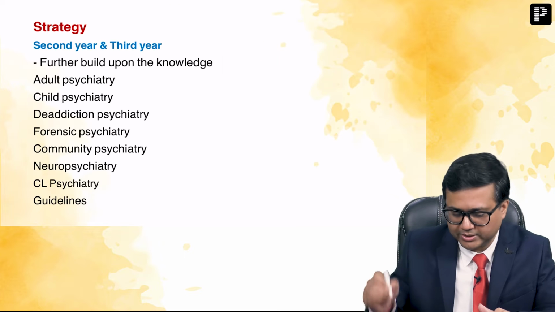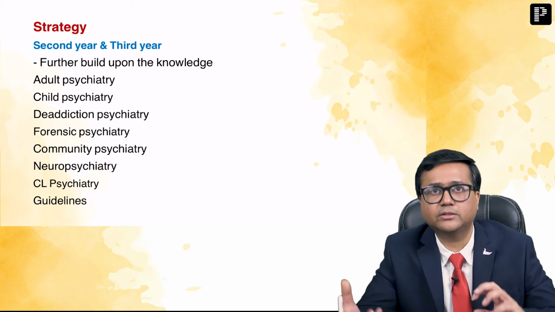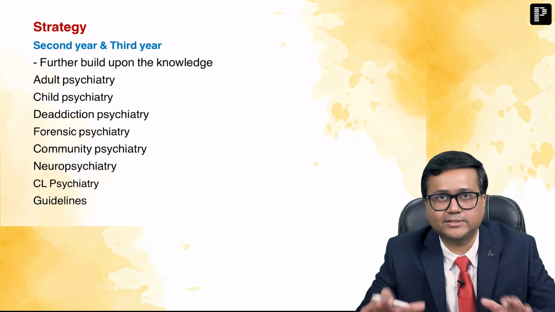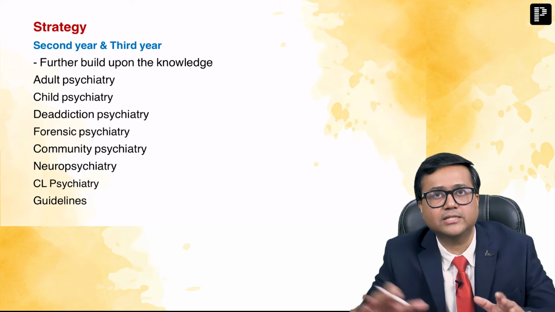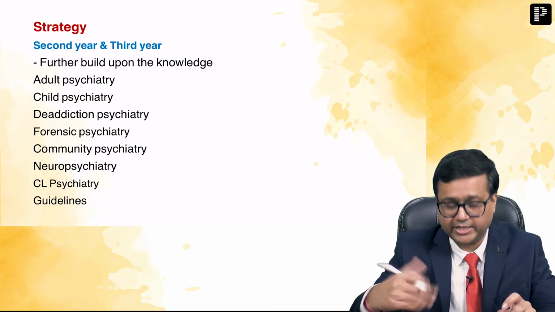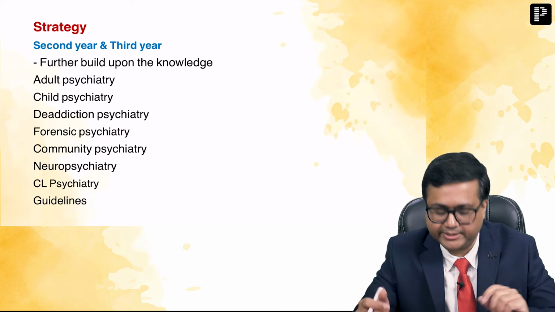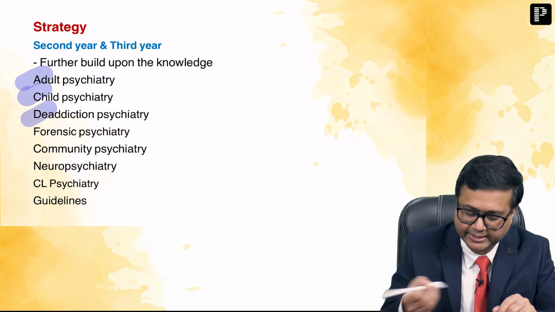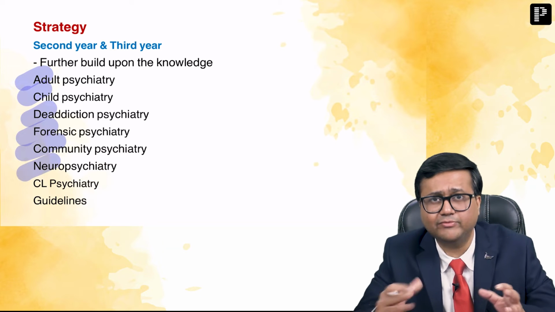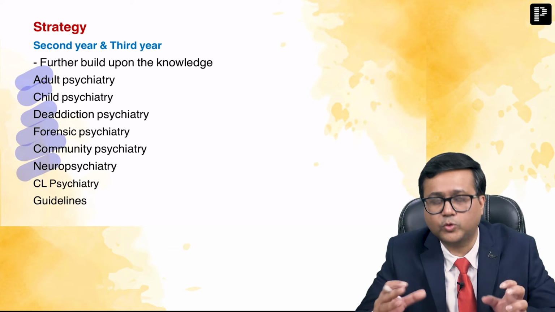Now let's talk about the second year and third year. In second year and third year, you have to add on to the knowledge, and you have to expand your arenas of reading and understanding various other concepts as well. So a lot of topics, such as various other topics of adult psychiatry, child psychiatry, de-addiction psychiatry, forensic, community, neuropsychiatry, CL psychiatry, and various guidelines also. So one should focus on that as well.